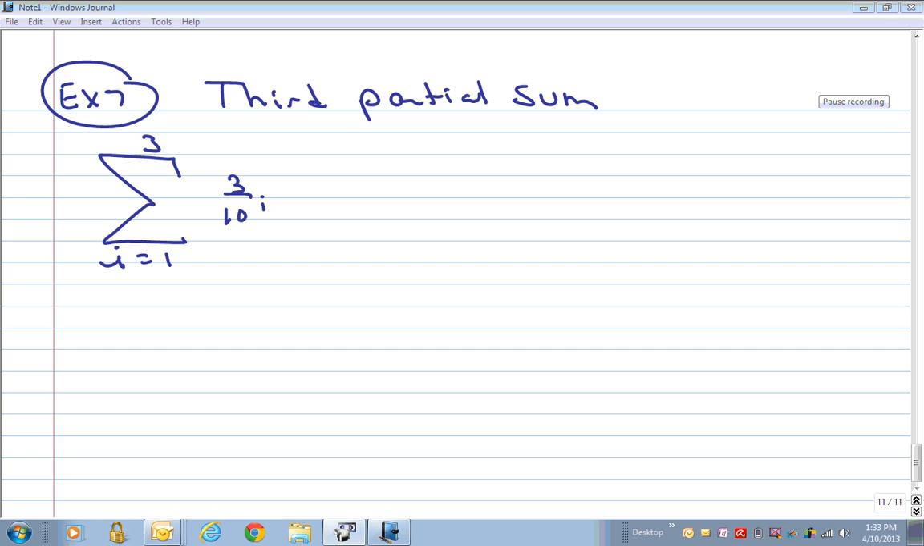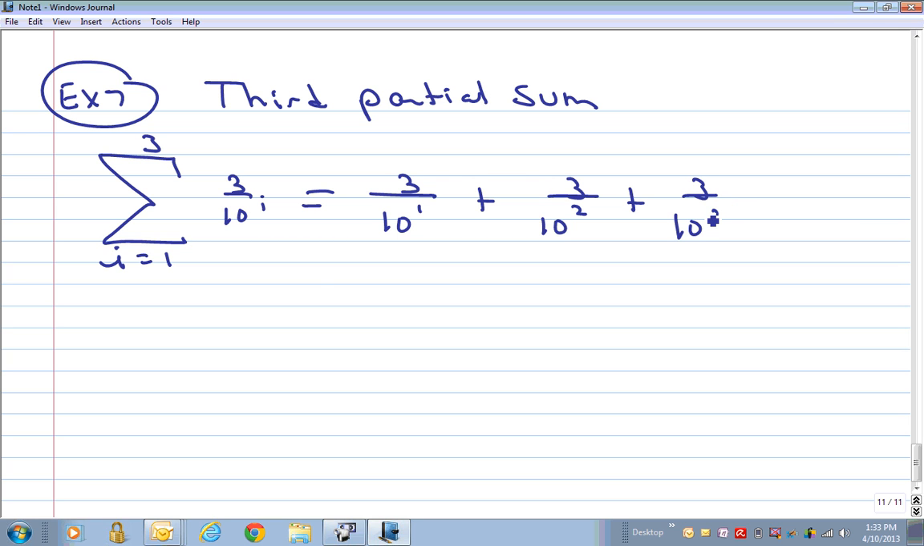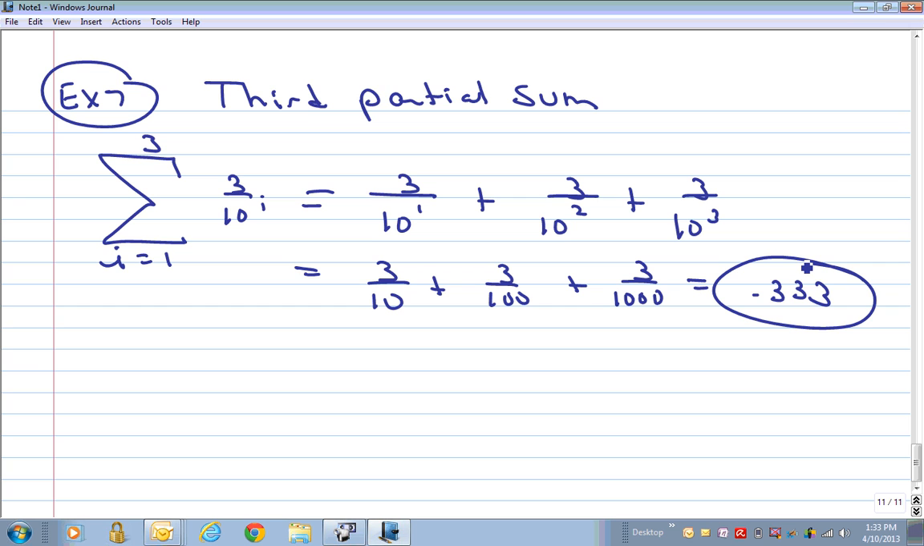All right, we're going to be finding the third partial sum here, so that means we're going to take the first 3 values of this sequence and add them together. So we're going to go 3 times 10 to the first, plus 3 times 10 squared, plus 3 times 10 to the third. All right, and when we do that, we're going to get 3 tenths plus 3 hundredths plus 3 thousandths. If we add all that together, you're going to end up with 0.333, and that would be our third partial sum, which would be a finite series.